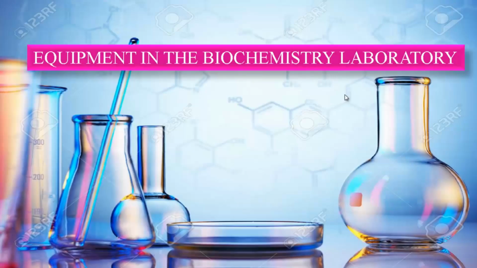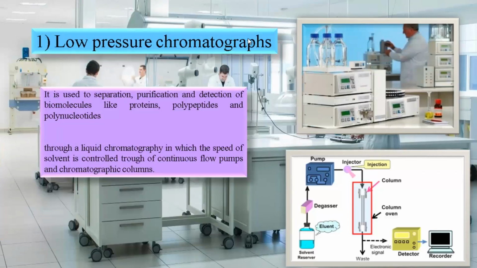Hi teacher and classmates. Now I'm gonna talk about equipment in the biochemistry laboratory. So first we have a low pressure chromatograph. It is used for separation, purification and detection of biomolecules like proteins, polypeptides and polynucleotides through a liquid chromatography in which the speed of solvent is controlled through a continuous flow, pumps and chromatographic columns.